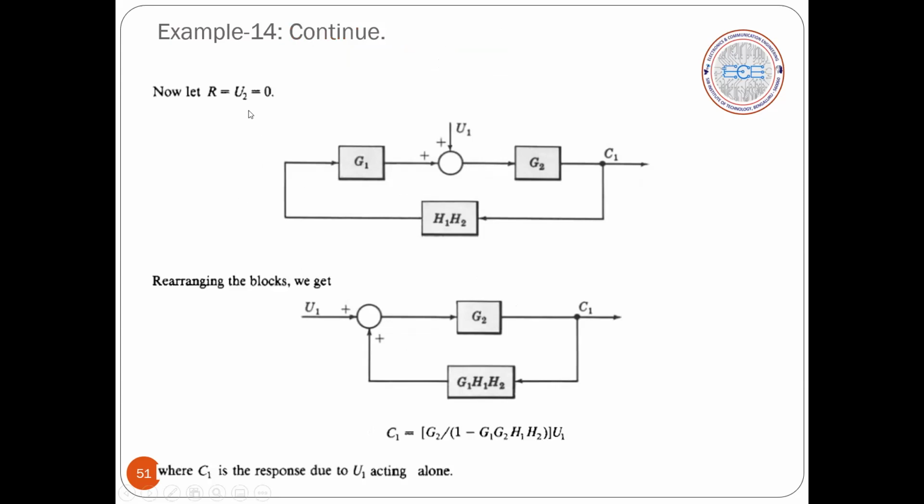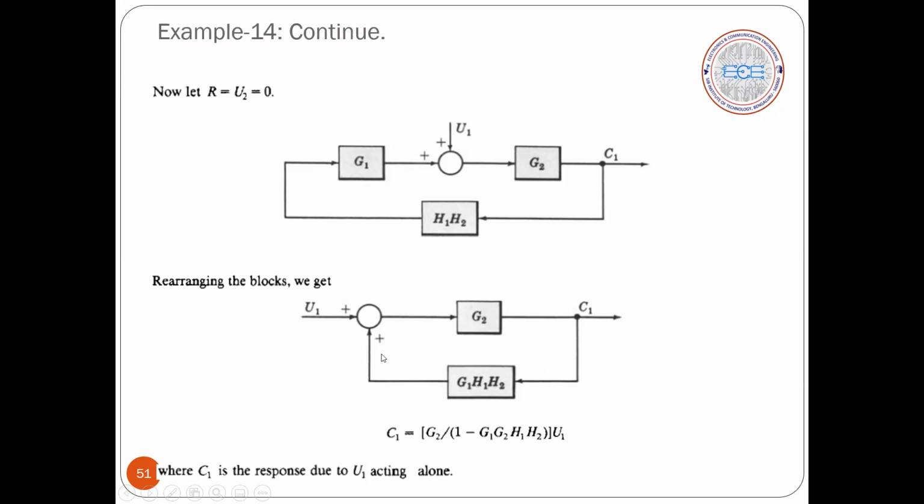Now the second input, I'll be considering U1. If I keep U1, I have to block input R and block the other input U2 to 0. That's what we have done. So you will not find this summer here, and the summer corresponding to U2 will not be there. Only U1 you have. Again, I will arrange these blocks so that visually we are comfortable seeing a canonical form like this. I want the input entering from the left side and the output coming out from the right. So rearranging the blocks, you get G2 as the forward block, and these blocks are in cascade.